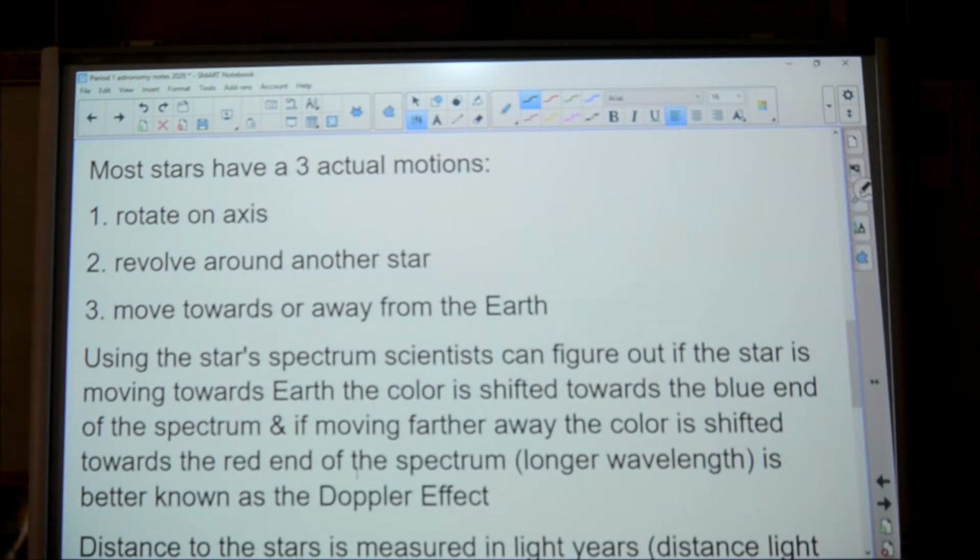So if we are actually using the Doppler effect to see if the stars are coming closer to us or further away from us, what we've noticed is that the stars are actually moving further away from us. So we're shifted towards the red end of the spectrum, or we would say it has a red shift to the spectrum. It just shows that the wavelength is getting longer, so it shows distance.